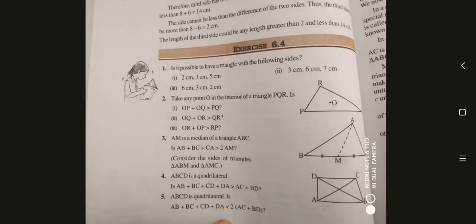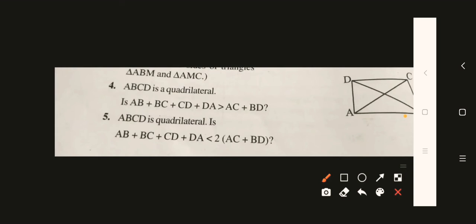The fourth question is about a quadrilateral ABCD. From there, you have to prove that AB plus BC plus CD plus DA is greater than AC plus BD. Now let's see how to solve this. In the fourth question, we have to consider the quadrilateral ABCD. Over here it is specified that AB plus BC plus CD and DA, these are the four sides.